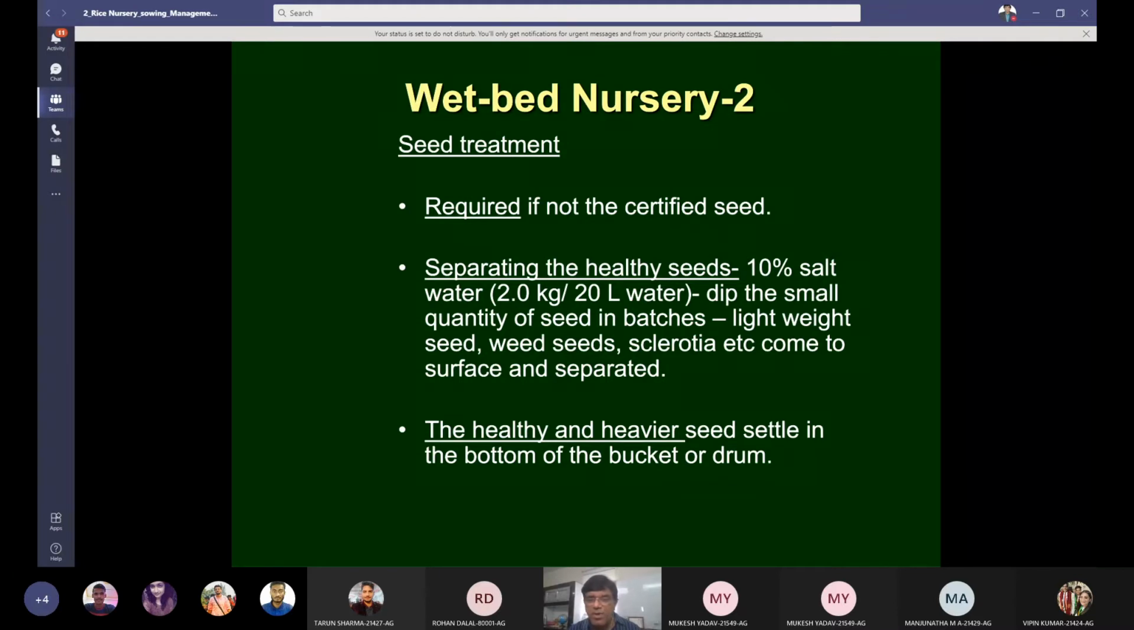So dip a small quantity of seed in batches. Lightweight seed, weed seeds, sclerotia come up. Sclerotia are the surviving bodies of certain fungi when they survive under adverse conditions. They are visible many times to the naked eye and come to the surface and are separated. So they can be easily strained and separated from the water. The healthy and heavier seed settles in the bottom of the bucket or drum. So one can do it.